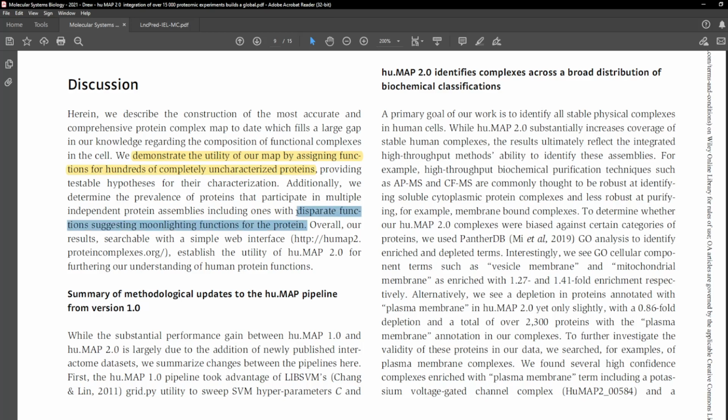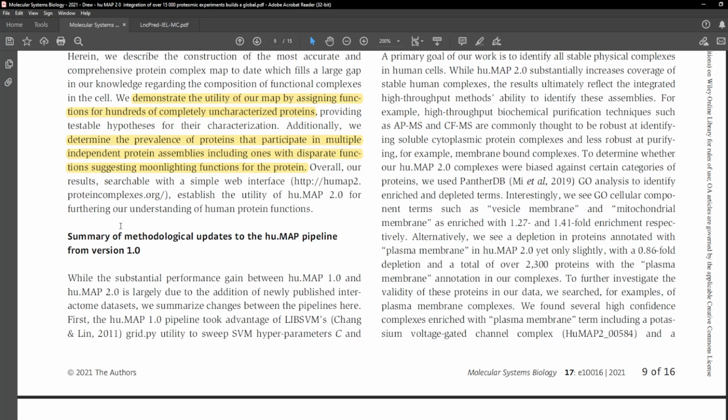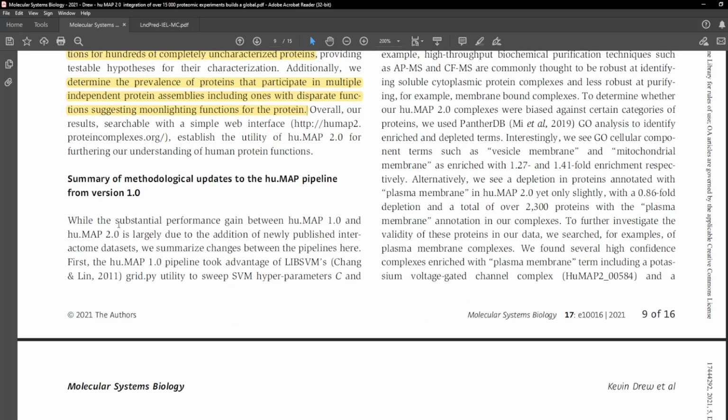Overall, our results, searchable with a simple web interface, http://umap2.proteincomplexes.org/, establish the utility of Hu.MAP 2.0 for furthering our understanding of human protein functions. Summary of methodological updates to the Hu.MAP pipeline from version 1.0. While the substantial performance gain between Hu.MAP 1.0 and Hu.MAP 2.0 is largely due to the addition of newly published interactome datasets, we summarize changes between the pipelines here.